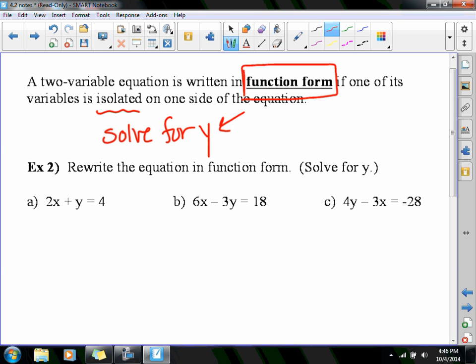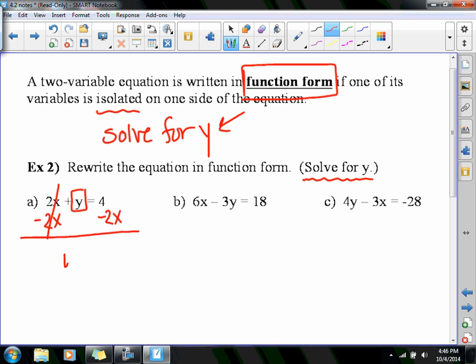So for part A, in example 2, it says to rewrite the equation in function form. Again, that means to solve for y. So if you need to, take this first equation, 2x plus y equals 4, and box in the y. And I have to get rid of the 2x that's being added to the y. And how I get rid of that and move that to the other side is I do the opposite operation. I'm going to subtract the 2x. So this is very similar to all the equation solving that we did in chapter 3.